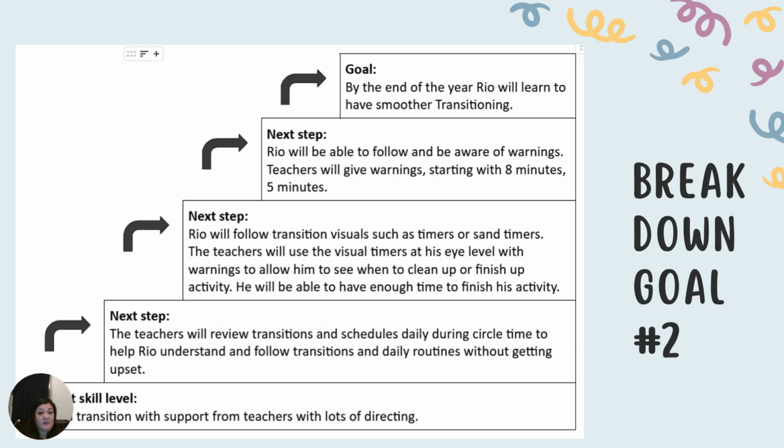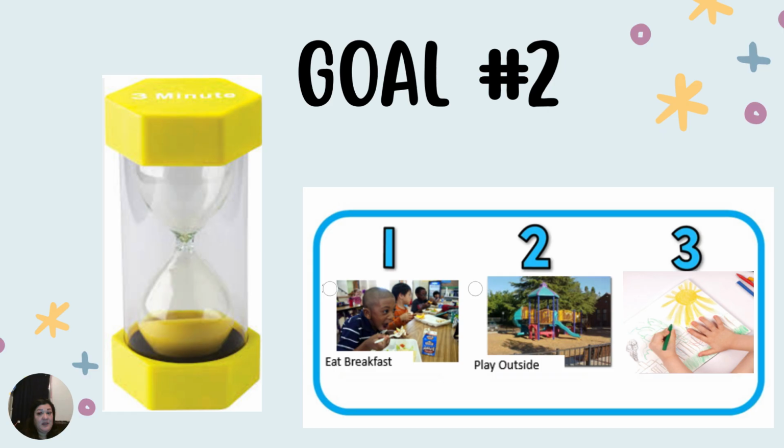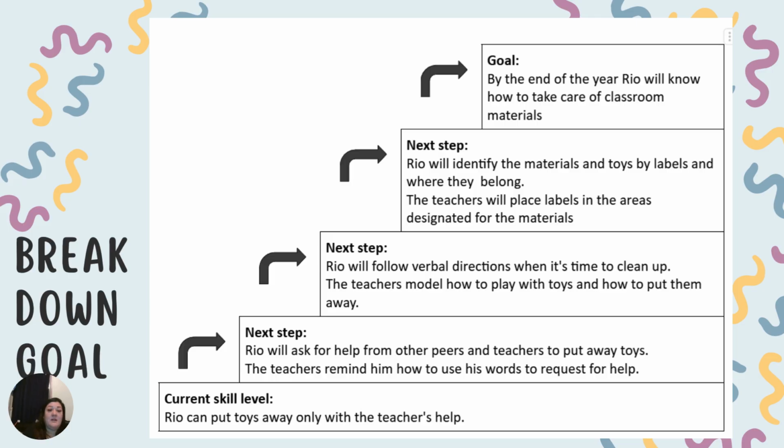The next step is Rio will be able to follow and be aware of warnings teachers will give him, starting with 8 minutes and then 5 minutes and work his way to it's time. And by the end of the year, he will have smoother transitions. And those are the supports that the teachers can be using with him. They could use the sand timer or the 1, 2, 3, letting him know, okay, we're going to eat breakfast first, then we're going outside, and after outside, we're going to do activity time.